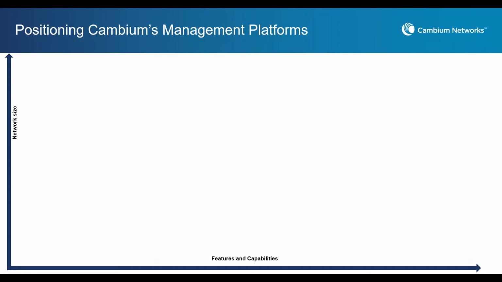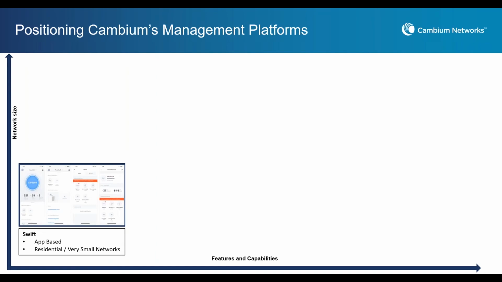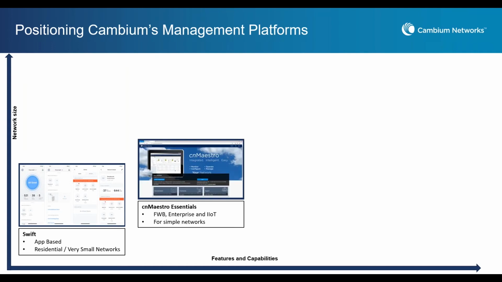Okay. So just from a positioning perspective for the management platform, on the x-axis I've got features and capabilities, on the y-axis it's network scale. Starting at the bottom left corner here, we've got Swift, which is targeted for residential and very small networks. It's an app-based management tool. And then we move up to cnMaestro Essentials, and this of course covers fixed wireless broadband customers and enterprise customers, as well as industrial IoT, and it's for simple networks, right?